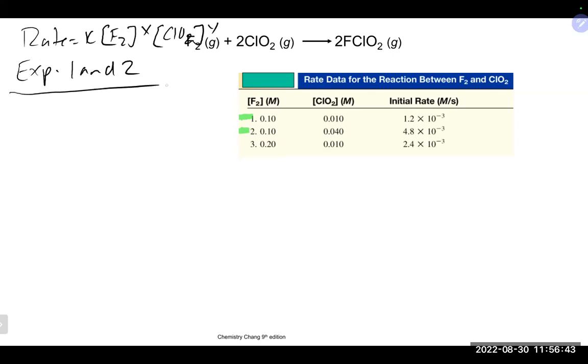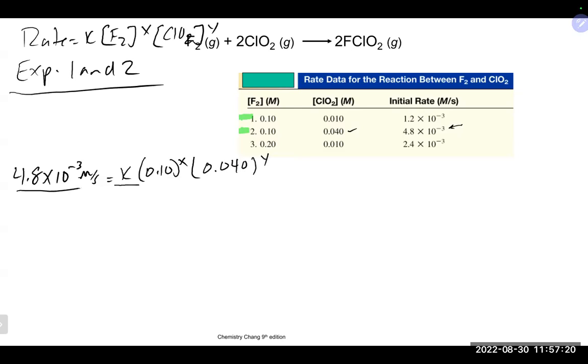So looking at experiments 1 and 2, we're just going to put that information in. Once again, I'm going to select the one that has the larger rate and put that up on top so I can maybe hit some kind of whole numbers as I go through it. So in this case, I would have 4.8 times 10 to the minus 3, it looks like, molar seconds, is equal to K times the concentration there in number 2 for our F2, which is 0.1 to the X. And the concentration here for our second guy, which is 0.04 molar to the Y.